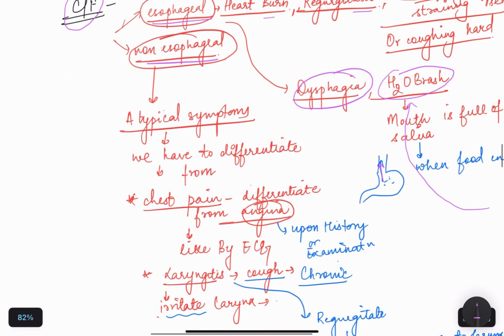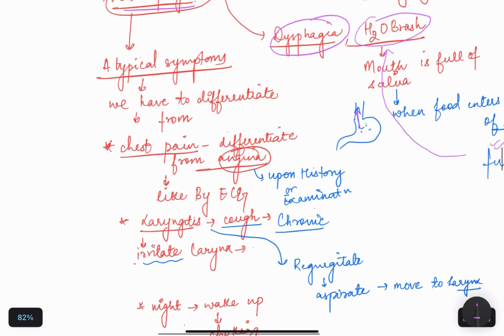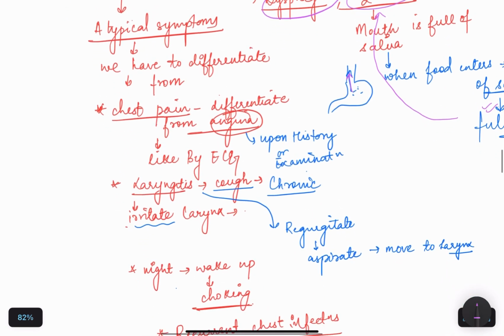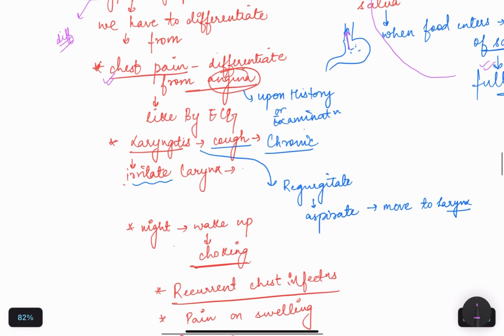Next are non-esophageal symptoms. Non-esophageal symptoms can be atypical symptoms. What are atypical symptoms? Those in which we have to differentiate from other diseases, like chest pain. Chest pain can be present in various diseases, but we have to differentiate, and we can differentiate from angina by ECG or by taking history or examination.